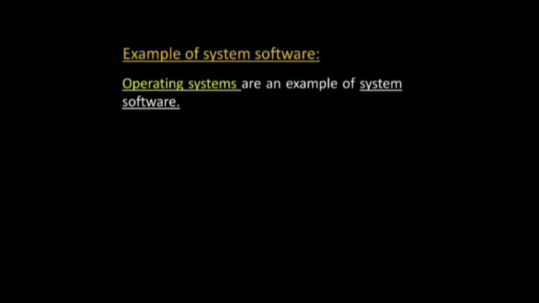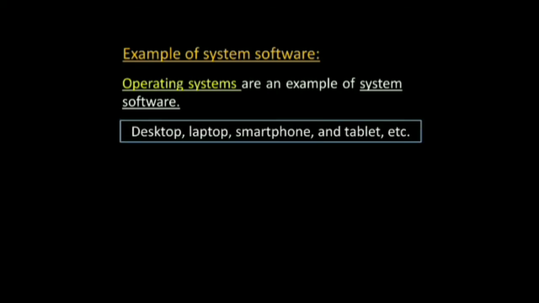Examples of system software. Operating systems are an example of system software. All of your computer-like devices run on an operating system, including your desktop, laptop, smartphone, tablet, and so on. Here is a list of examples of operating systems. Let's take a look and you might spot some familiar names of system software.